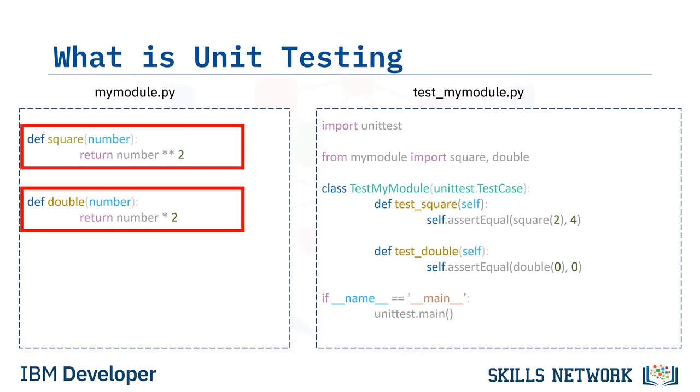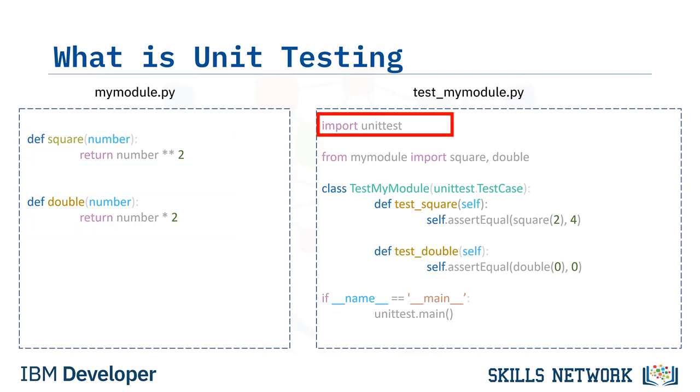Here, our unit is the function square and double in the mymodule.py file. We will be using the unittest library, which is an installed Python module providing a framework containing test functionality.